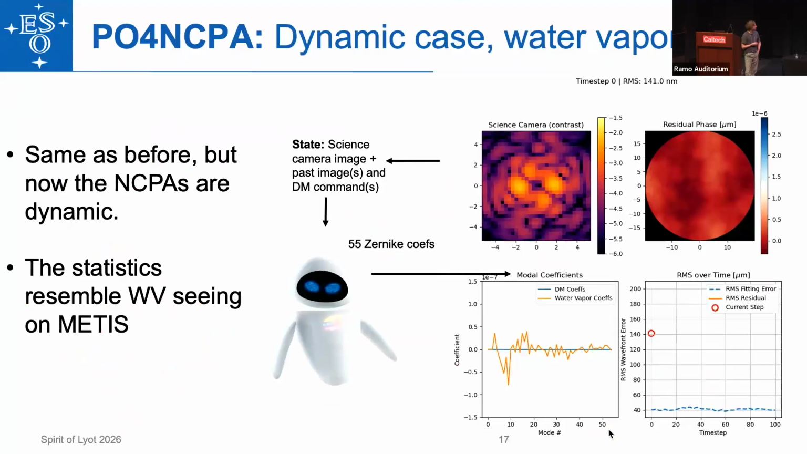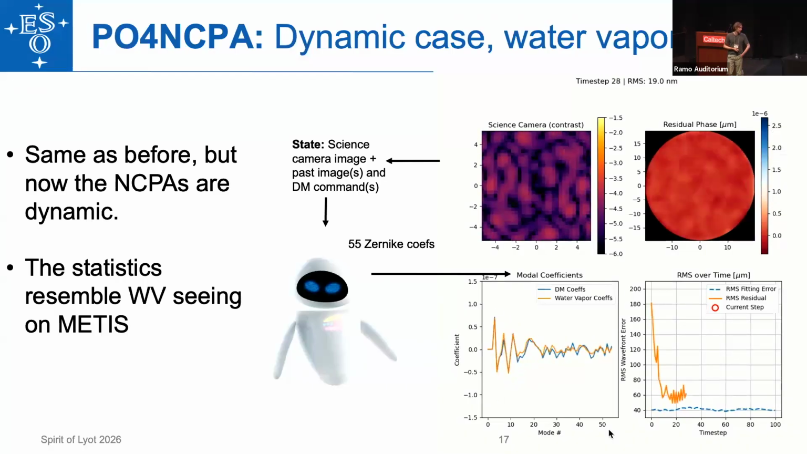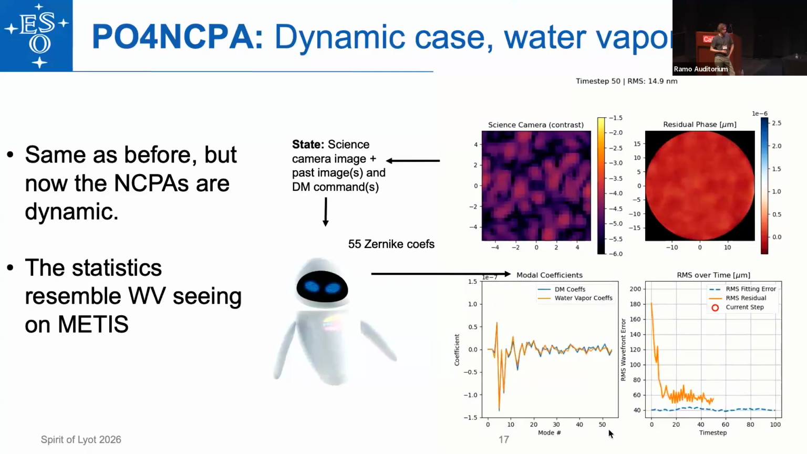A nice application for this is water vapor seeing. In this case, we would have really dynamic NCPA errors. So we can use it for that out of the box. And now it tries to kill the speckles as they appear.